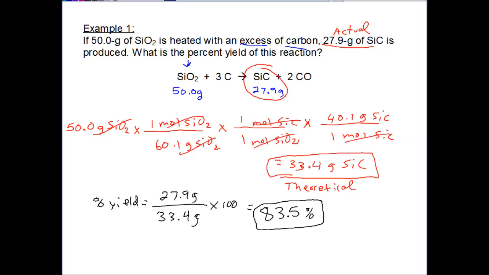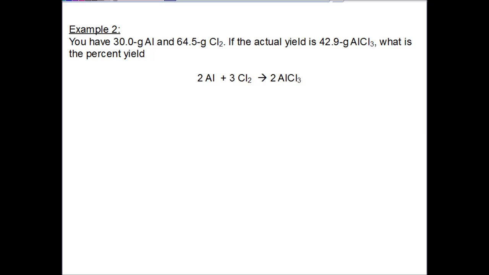All right, let's look at a second example. In this case, we've got a lot of numbers in here, so let's decipher it all together. You have 30 grams of aluminum and 64.5 grams of chlorine gas. The actual yield is 42.9 grams of aluminum chloride. What is the percent yield?